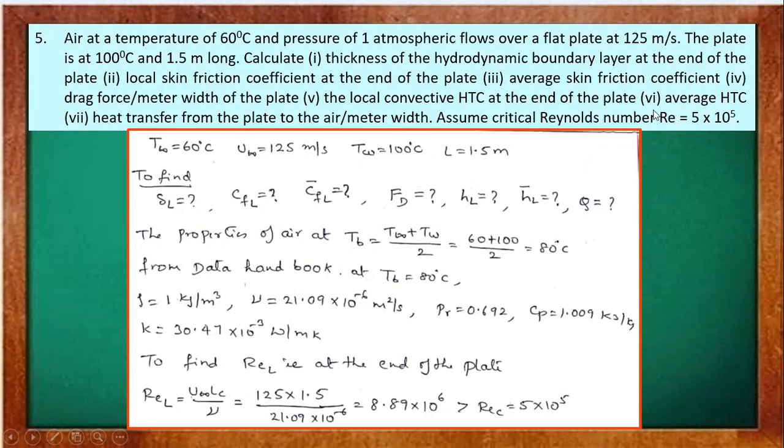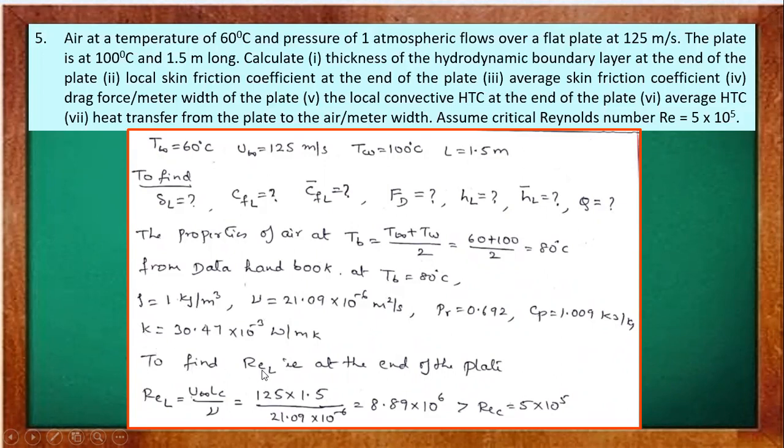Here we assume the critical Reynolds number as 5 into 10 power of 5. First, we need to get the bulk temperature and its properties from the data handbook: density, nu the kinematic viscosity, Prandtl number Pr, Cp the specific heat, and the conductivity.